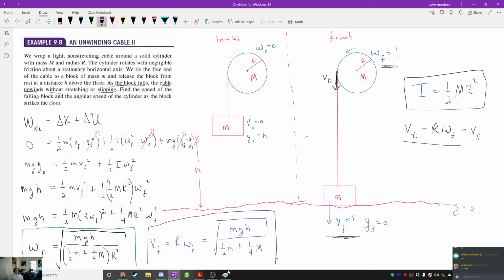Do you all find this stuff to be pretty simple? It's pretty straightforward. Does it make sense? Is it hard?